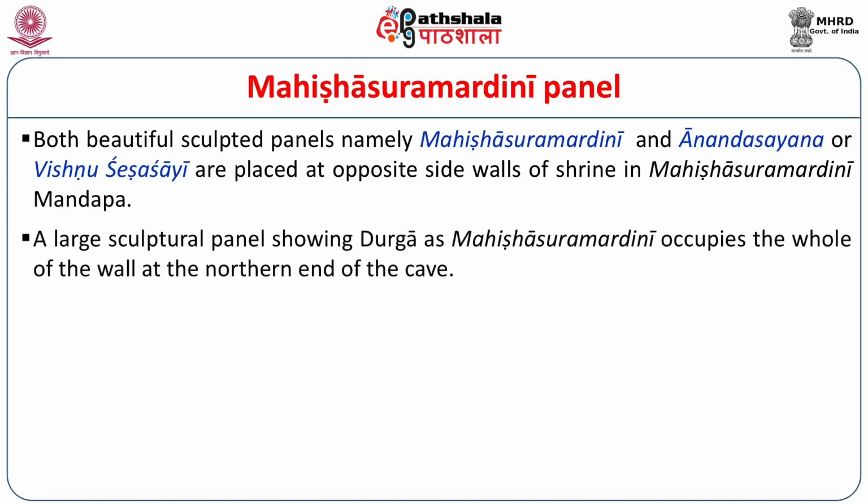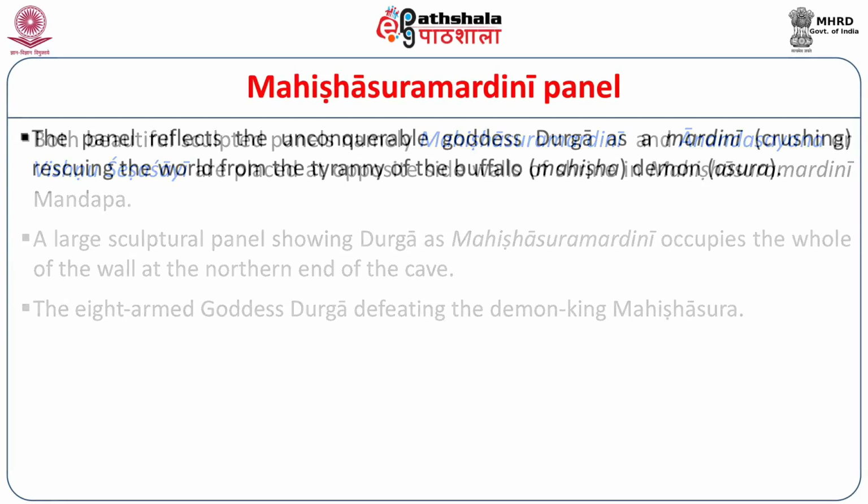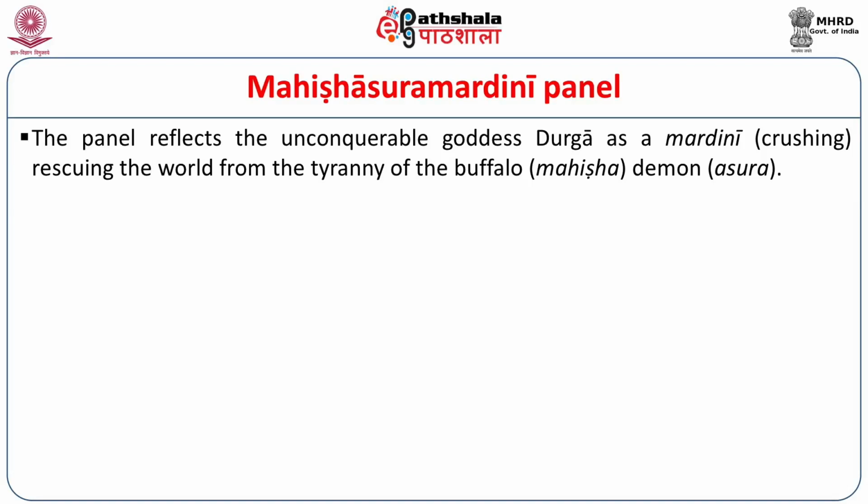A large sculptural panel showing Durga as Mahishasura Mardini occupies the whole of the wall at the northern end of the cave. The eight-armed goddess Durga defeating the demon king Mahishasura is shown on the right. The panel reflects the unconquerable goddess Durga as a Mardini, meaning crushing, rescuing the world from the tyranny of the buffalo, that means Mahisha, and the demon Asura. That's why this panel is called Mahishasura Mardini.